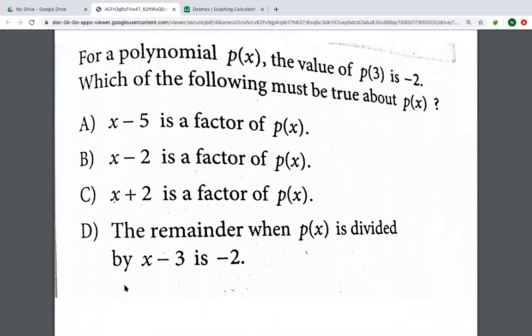Okay, so this one, I can talk about why it is, but really I think you should be able to figure it out with process of elimination. Based off of the fact that P of 3 is -2, which of the following must be true about P of X? In this case, I think it's the most helpful to think about what you know is definitely not true first.